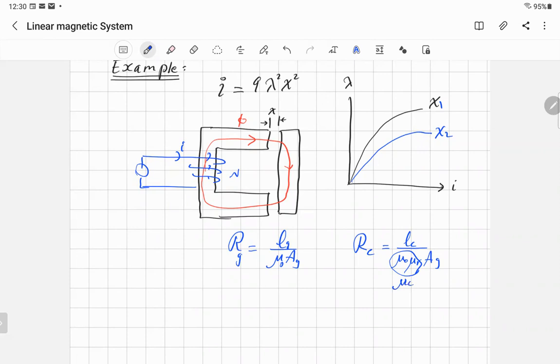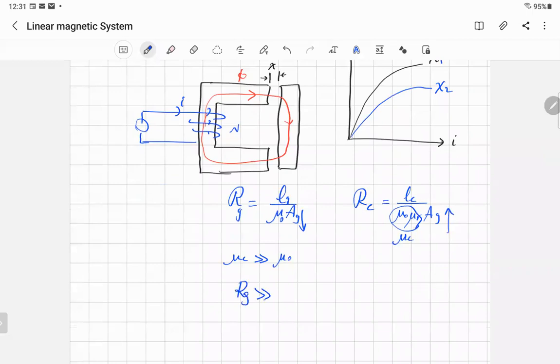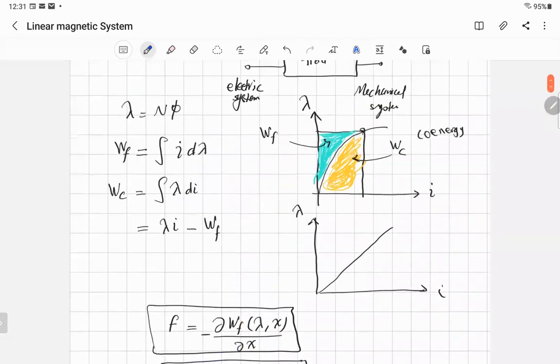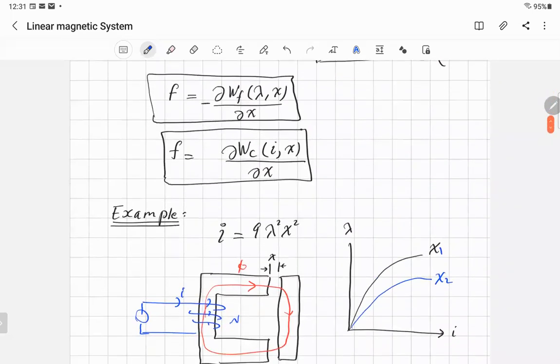If you call this all mu C, for example, we'll say that mu C is much greater than mu naught. So if this one is high and this one is low, what do you expect? You expect that the reluctance of RG is much bigger than the reluctance of the core. So that's really the effective part. Changing x, changing the air gap, which is on the order of millimeters, affects the flux in the system. That's why you focus on the air gap. When you change the length, you are changing reluctance, you're changing flux, so lambda also changes. That's why for every x there is a lambda for it. So what I sketched here is at a certain displacement. That's why you write WF or WC as a function of I or lambda, and x.